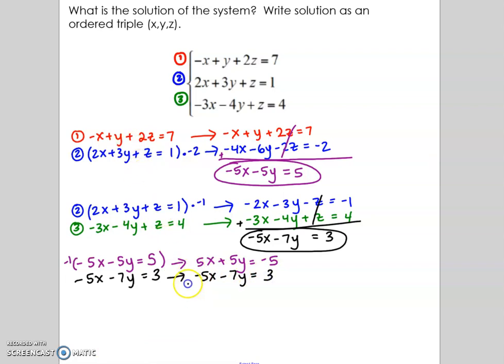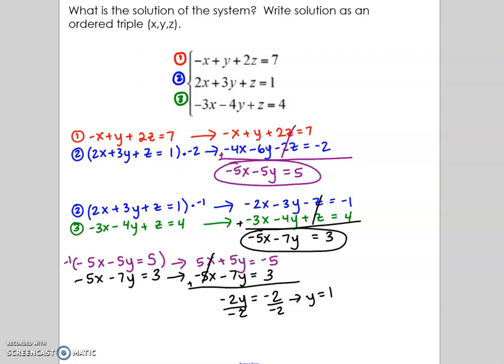So now I can go ahead and add these straight down because my x's have the same coefficient number and opposite signs. So 5x and negative 5x will eliminate. 5y and negative 7y gives me negative 2y. Negative 5 plus 3 is going to give me negative 2. So now when I divide by negative 2, I will get that y is equal to 1.